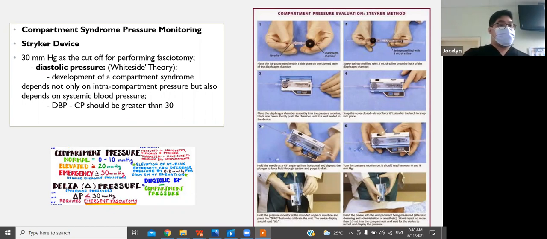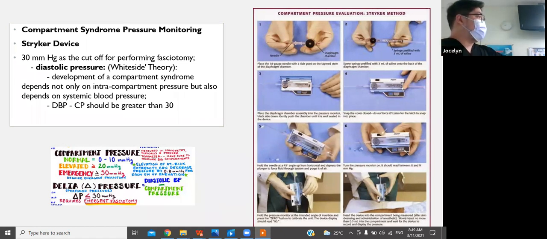Okay. The Stryker device cutoff point is around 30 for performing fasciotomy. Development of a compartment syndrome depends not only on intra-compartment pressure, but also on your systemic blood pressure. So your diastolic blood pressure minus your compartment pressure should be greater than 30. That one is only for one type.